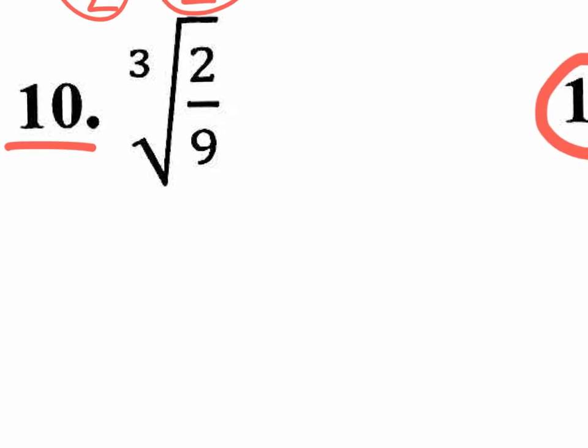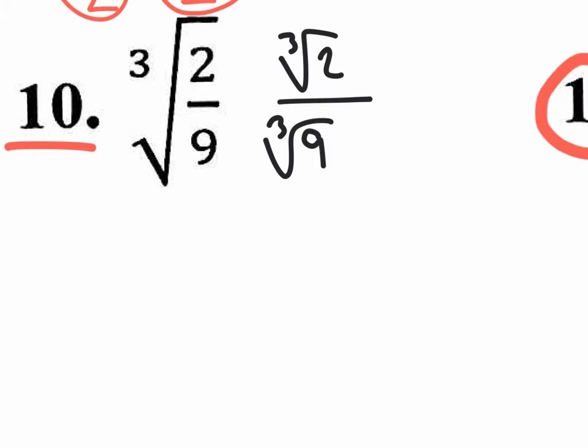So let's think about this. I'm going to split the third root. I'm going to have the third root of 2 up on top, and the third root of 9 on the bottom. Up on top, the third root of 2, you can't do anything with it. On the bottom, the third root of 9, let's change it.